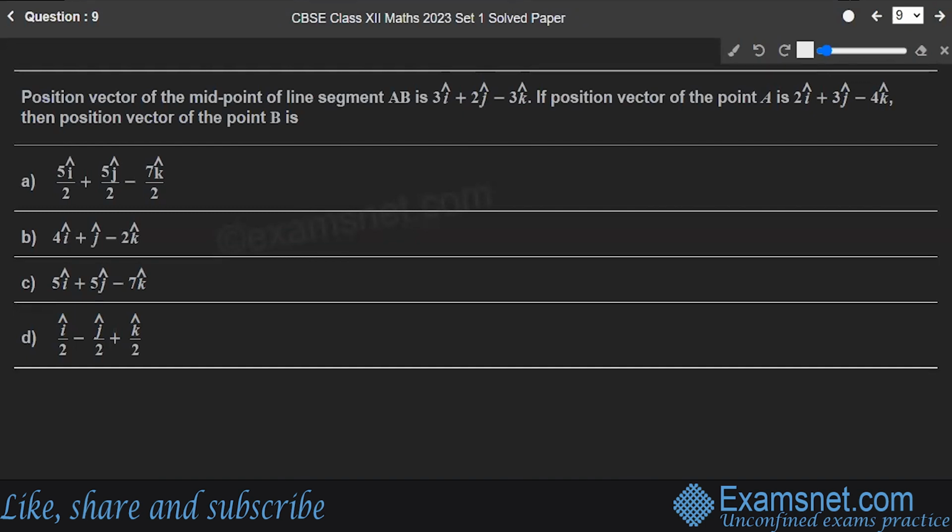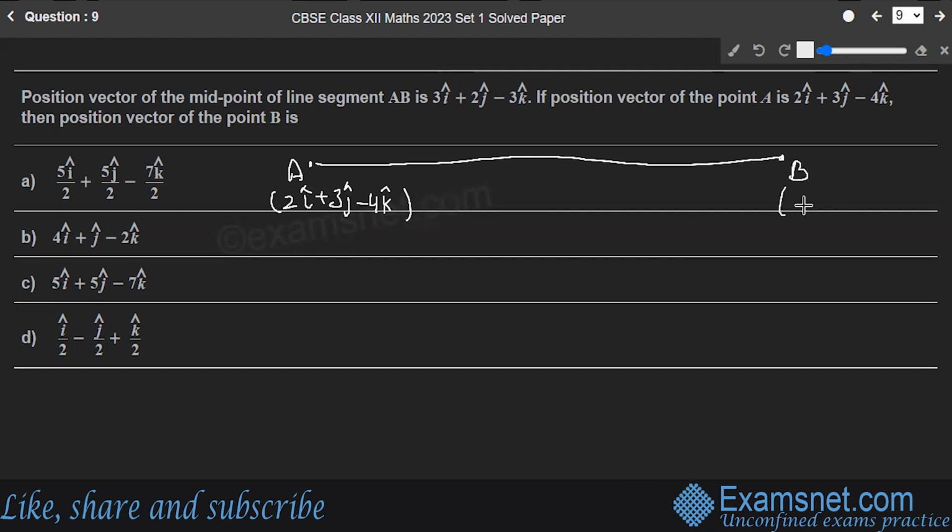This is question number 9. Position vector of the midpoint of the line segment AB is 3i plus 2j minus 3k. If the position vector of the point A is given by this, then the position vector of B point is. Simply, you are given that AB is the line which is joining the point A, that is given by this vector minus 4k. And there is another point B with the position vector, let's say this is xi, yj, and zk. So the position vector of the midpoint of AB is given by 3i plus 2j minus 3k. I hope you are clear about the situation.